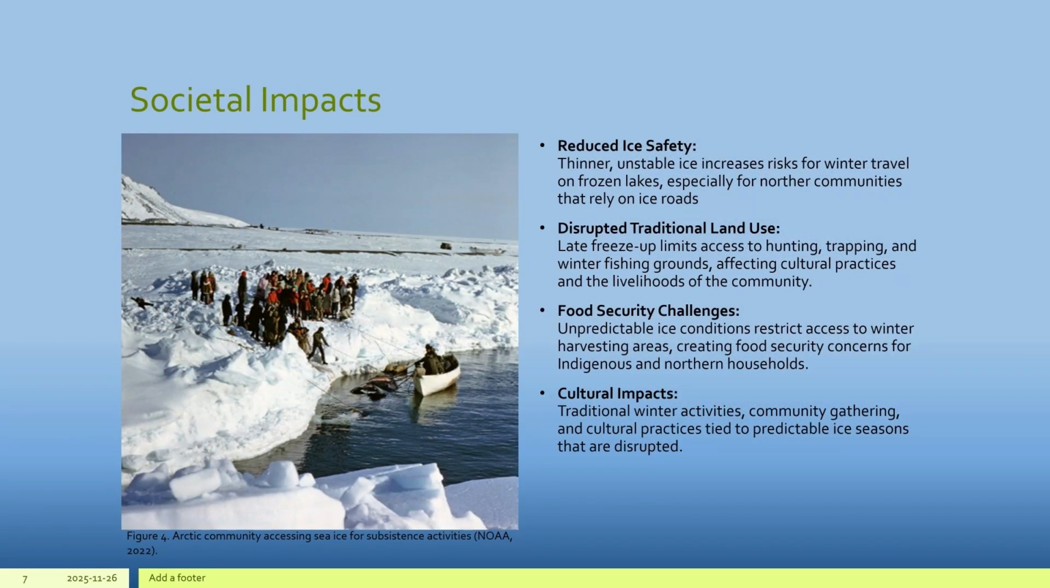Societal impacts. These changes directly affect northern Indigenous communities. Thinner, unstable ice increases risks on ice roads that many communities depend on for safe winter travel and mobility. Traditional activities like hunting, trapping, and winter fishing depend on reliable ice access. Late freeze-up and early melt restrict these activities, affecting both food security and cultural practices.